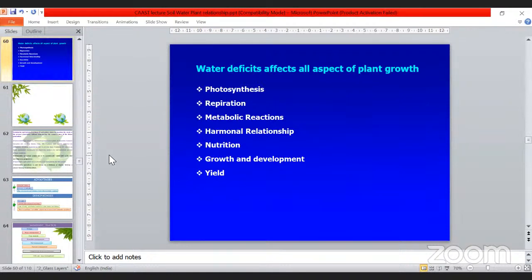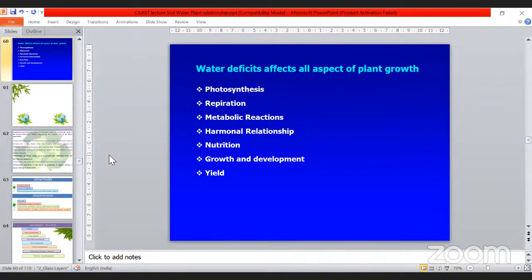Water deficit affects all aspects of plant growth. If there is no water, there is no proper photosynthesis, no respiration, no metabolic reaction. Photosynthates cannot be translocated either, because after being synthesized in the leaf, they have to reach the productive or economic parts of the plant. Only then will it be useful. To translocate photosynthates from one place to another requires movement through the water itself. So that is called the metabolic reactions.